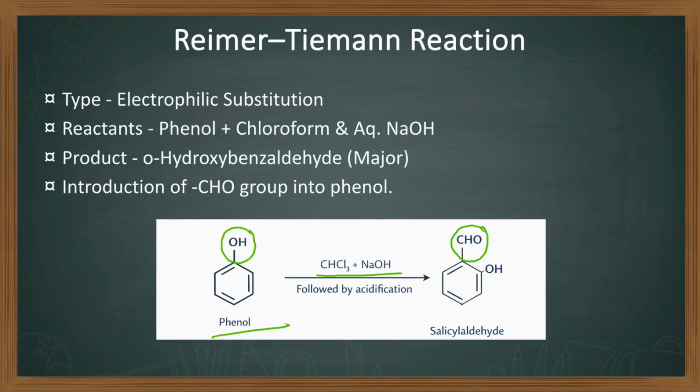The hydroxyl group is an ortho-para directing group. So, ortho-hydroxybenzaldehyde and para-hydroxybenzaldehyde both will be obtained. However, ortho will be the major product. So, as shown here, ortho-hydroxybenzaldehyde, otherwise called salicylaldehyde.